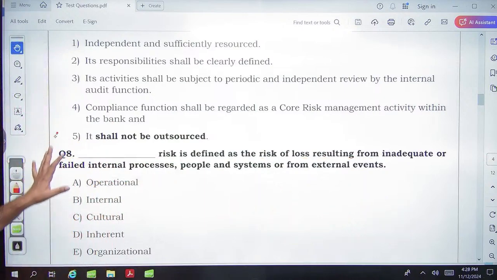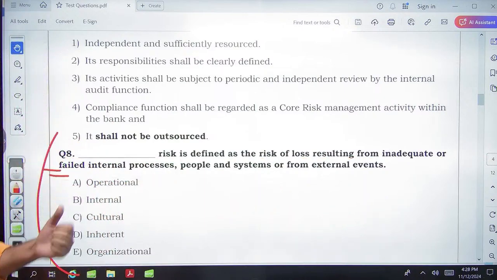चलिए, what do you think is the correct answer for question number 8? Which risk is defined as the risk of loss resulting from inadequate or failed internal processes, people and systems?